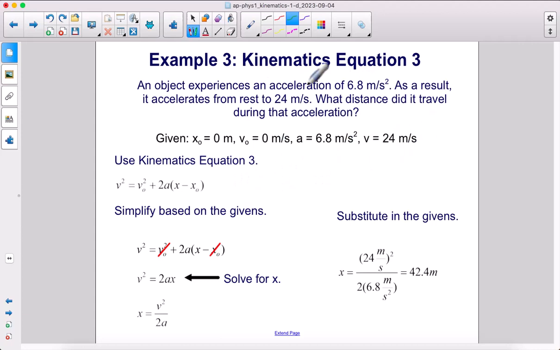No time. We're not asked about time. We're not given any time information. We are using kinematics equation 3. This term is 0. That term is also 0. We're going to solve for x. So we get v squared equals 2ax. Divide both sides by 2a. Plug in our givens. Don't forget to square that velocity, and we get 42.4 meters.